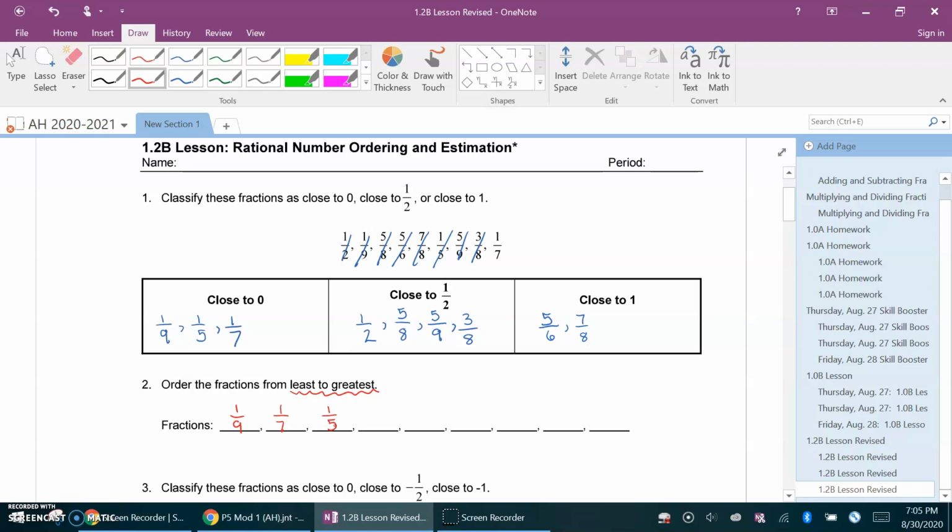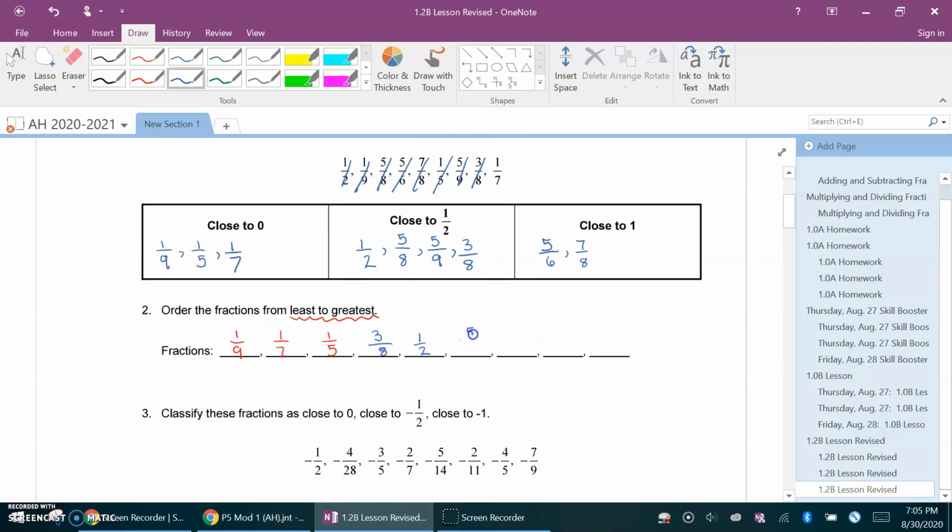Looking at this middle one, we know that 3/8 is just under 1/2, and it's in fact the only one that's just under 1/2. Then we have our 1/2, and then again we're stuck comparing the 5/8 versus 5/9. If you think about it in a picture, which is what we covered in 1.0b, we know that 9 sections is going to result in smaller shaded sections. So 5/9 would be less shading than 5/8. And now we're down to the last 2.